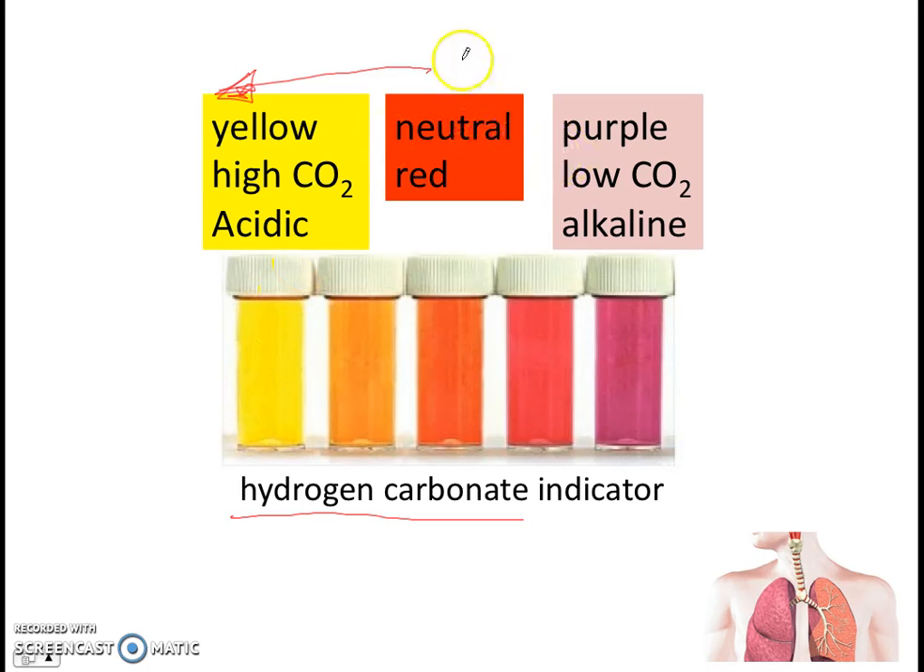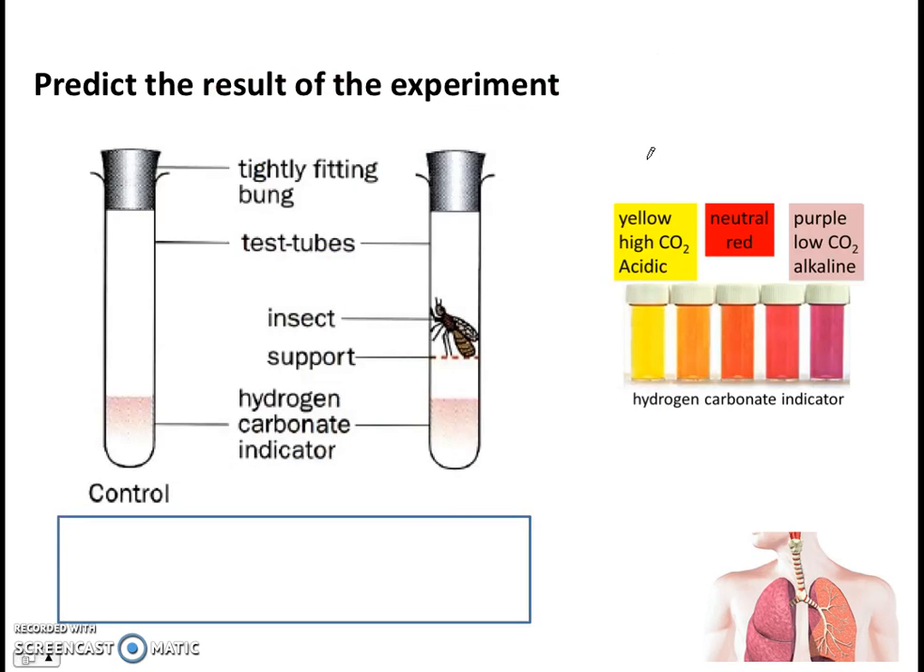Now on the other hand, if the concentration of carbon dioxide decreases from atmospheric levels, then hydrogen carbonate will change from red to purple color. So low CO2, purple color. This is an interesting observation and it can actually be used to study respiration. So how can hydrogen carbonate be used to study respiration?